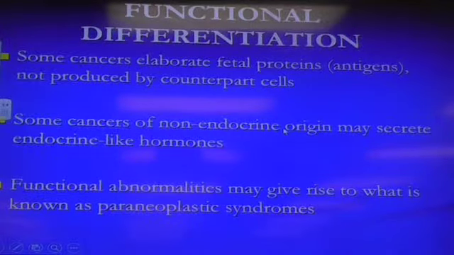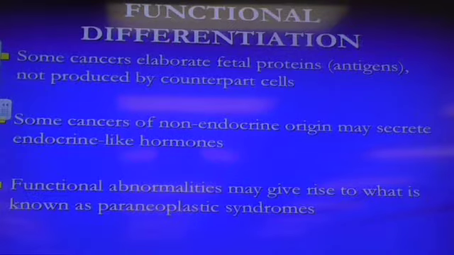Some cancers of non-endocrine origin may secrete endocrine-like hormones. So they're doing something that they really have no business doing. Usually when you have a cell do that, that's called a paraneoplastic syndrome. Okay? It's important to know certain paraneoplastic syndromes because they're very characteristic. They're keys to tell you what may be going on.